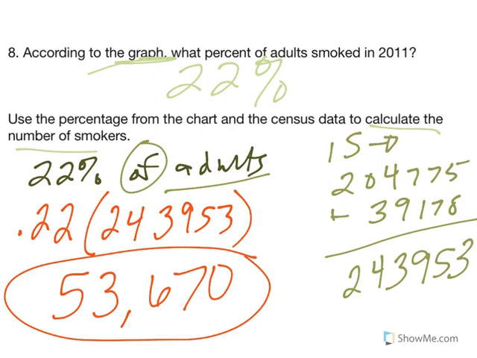And notice I rounded to the nearest person because you can't have a part of a person. And this is actually low because remember that we have millions of people in the U.S., but we're using what the chart gives us, so this is our answer.